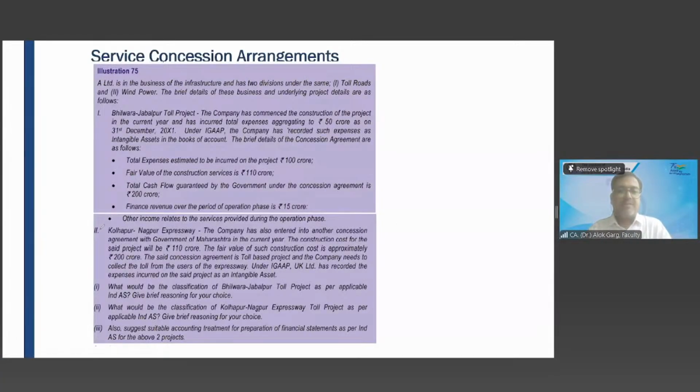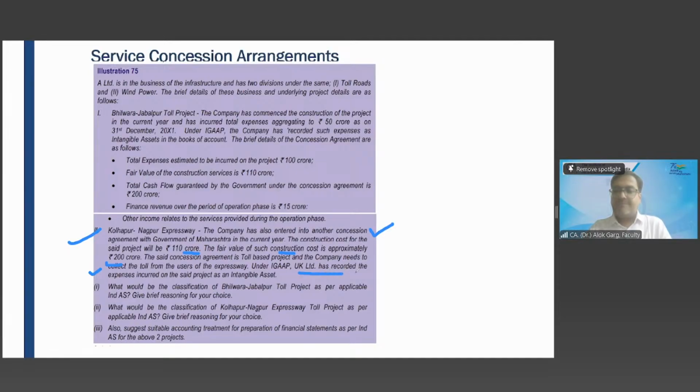Kolhapur Nagpur Expressway. The company has also entered into another concession agreement with the Government of Maharashtra in the current year. The construction cost for the said project will be 110 crore. Please remember this information. The fair value of such construction cost is approximately 200 crore. The said concession agreement is a toll-based project and the company needs to collect the toll from the users of the expressway.